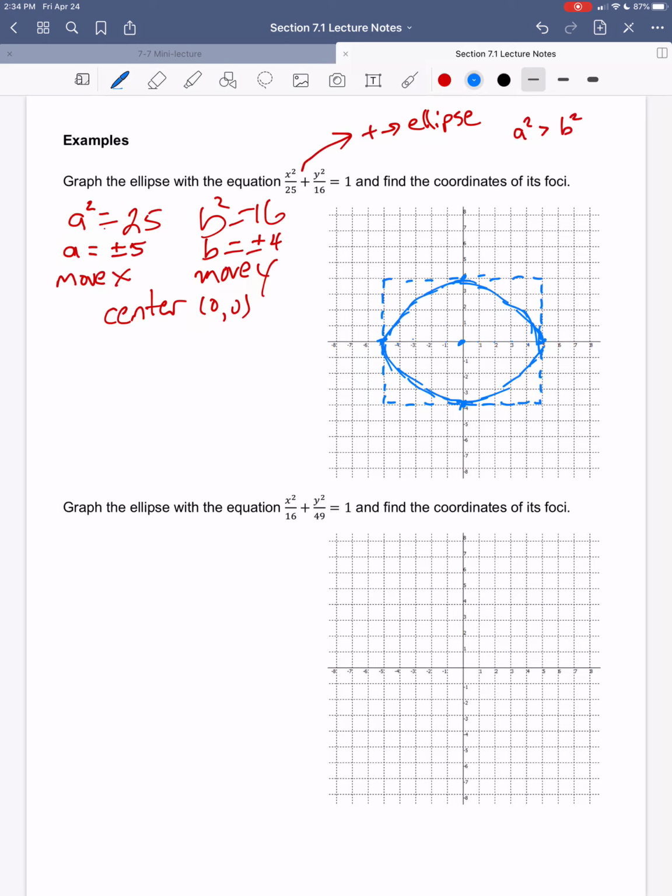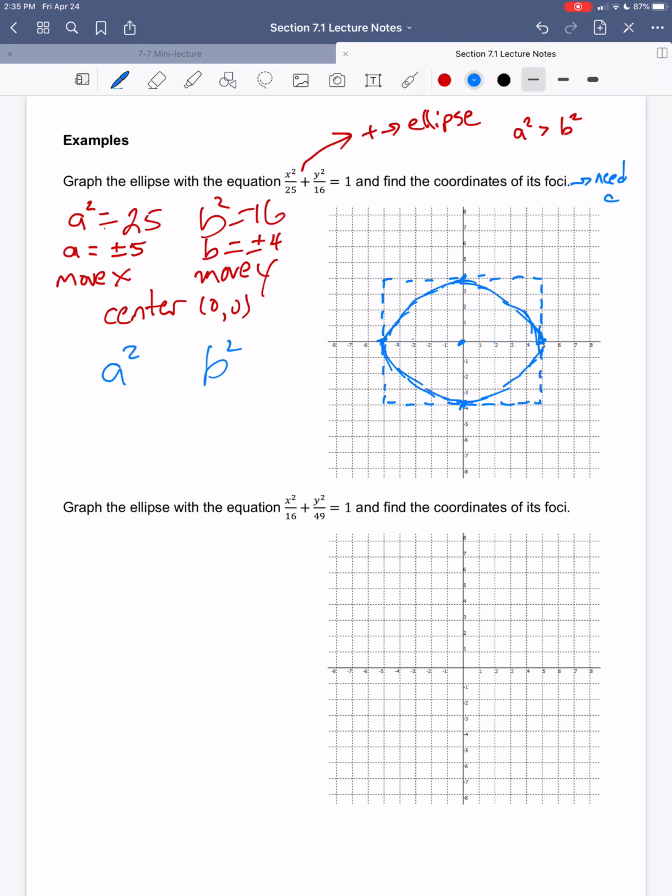And now I'm supposed to find the coordinates of the foci. So to find the coordinates of the foci, I need that value c. So for an ellipse, here's how I remember. For a hyperbola, it's going to be a little bit different. For an ellipse, the foci are on the inside of the ellipse. They're always on the inside. So a is out to the vertex. c is going to be in here somewhere. So that means a has to be bigger than c. So if I look here, I know what a squared and b squared are.